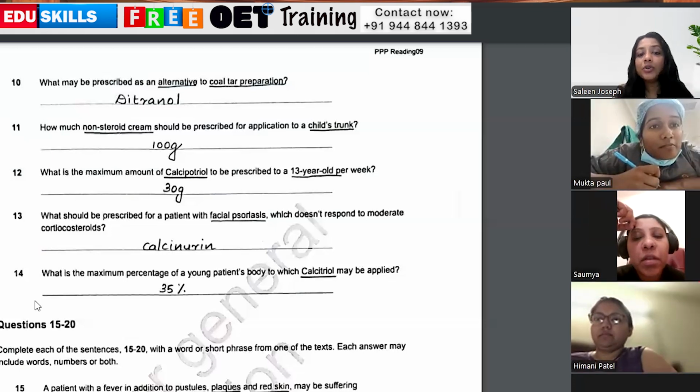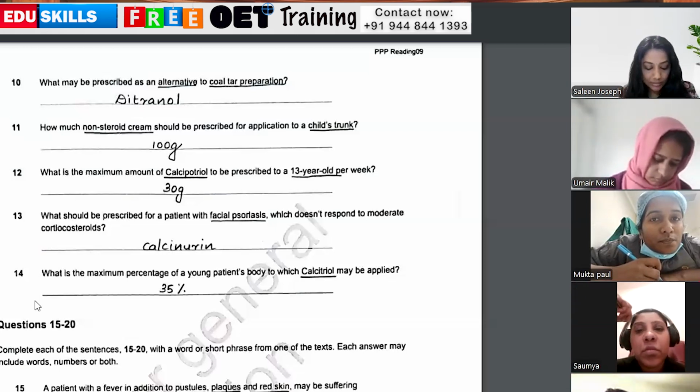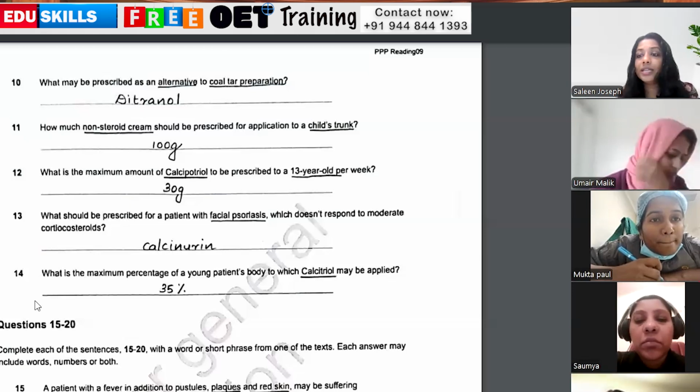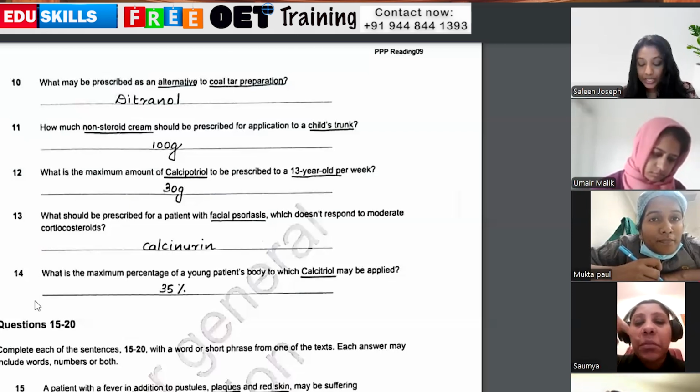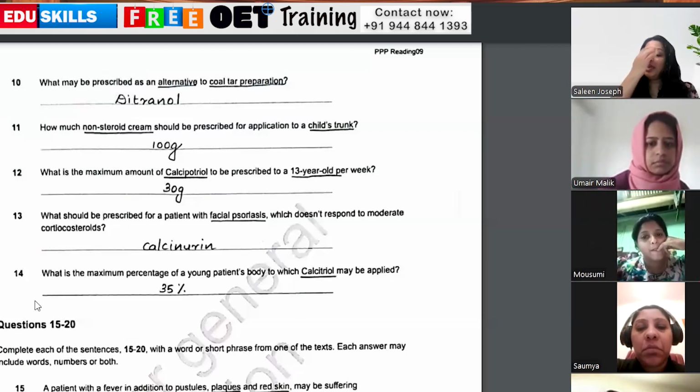Instead of calcipotriol, if I read calcitriol, then my answer will be 30 gram. Usually in the exam we will be very tense, which is quite natural for most of us. When we read the question, we just see "calci" and move on to the text. Calcipotriol is there, calcitriol is there, but we don't think about those. We just write 30 gram instead of 75 gram. These are the common mistakes we usually make.